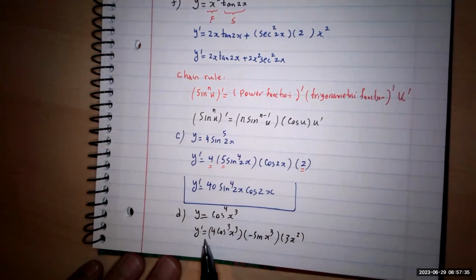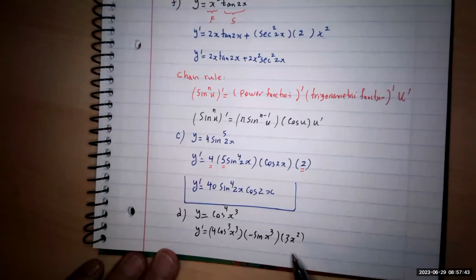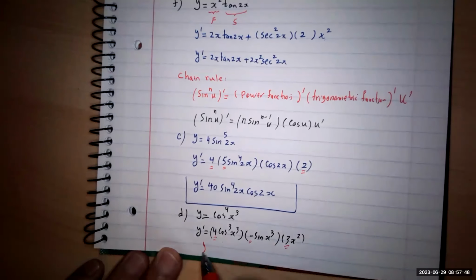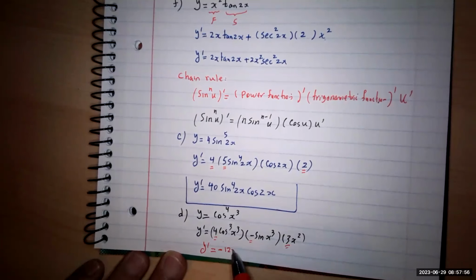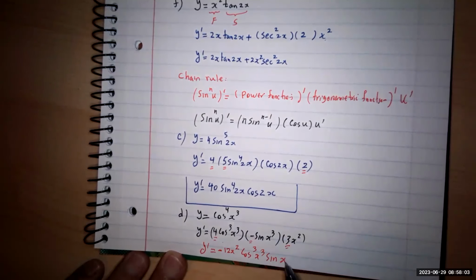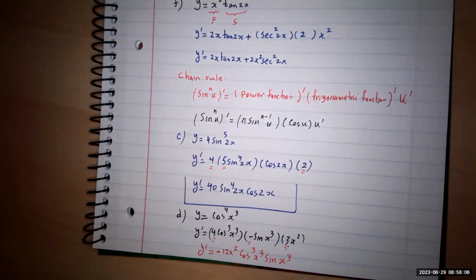Power 4, then 3. Cosine, negative sign, x cubed, 3x squared. But monomials, coefficients 3, you have a negative 1 here, and the 4. So y prime is equal to negative 3 times 4, negative 12, negative 12x squared cosine cubed of x cubed, sine of x cubed. That gives you the final answer. Nicely keep it in order. That would be a nice problem.